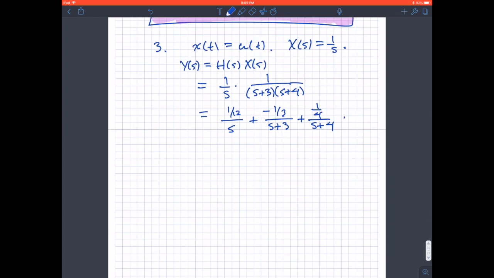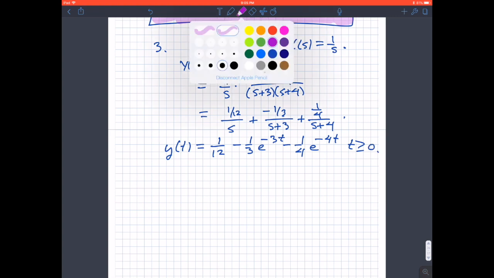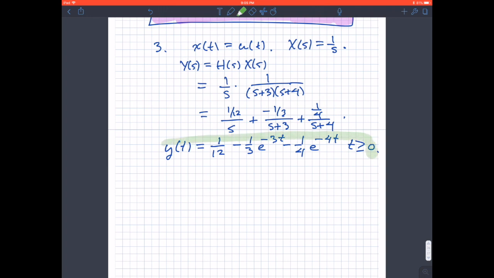There's the answer. Okay, so the next thing is it's important to write down the time domain answer. So in the time domain, this is 1/12 minus 1/3 e to the minus 3t plus 1/4 e to the minus 4t for t greater than or equal to 0. Okay, so there is the solution to part 3.